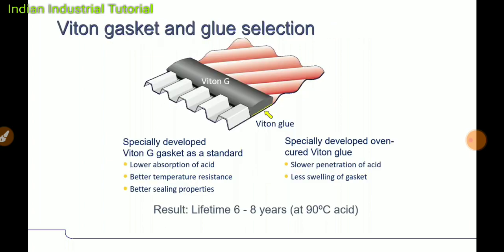Proper glue is very much important. When you are using normal glue, the glue will leak and lower concentration acid will come out. Swelling of the gasket: if you are using the proper glue, low swelling of the gasket will happen and the glue will hold the gasket. Otherwise, normal glue will be eaten away by acid and the gasket will swell. Even gasket life is affected. We cannot use this gasket because the gasket is elongated.